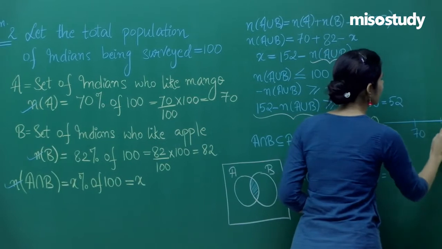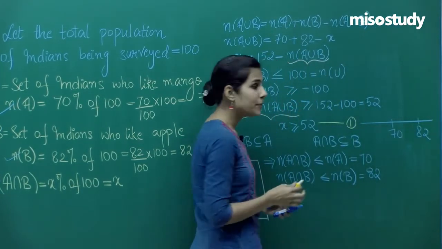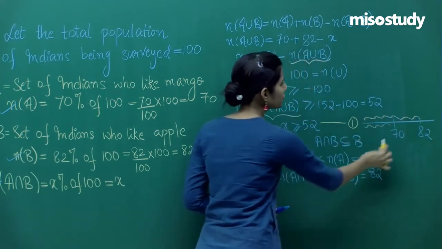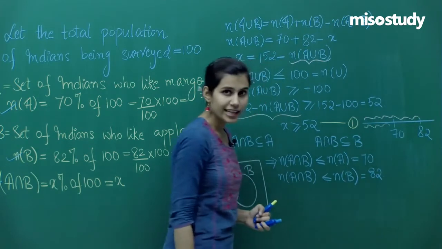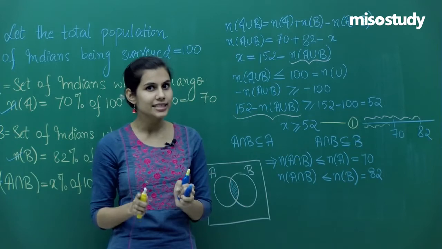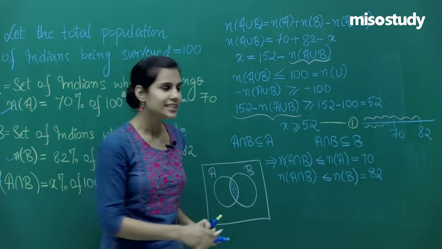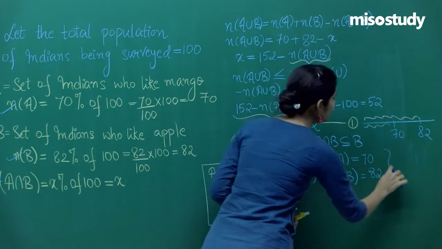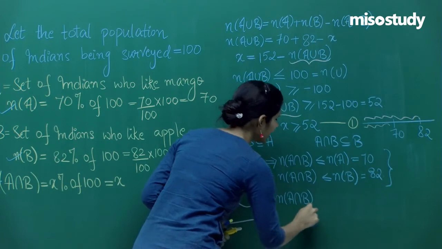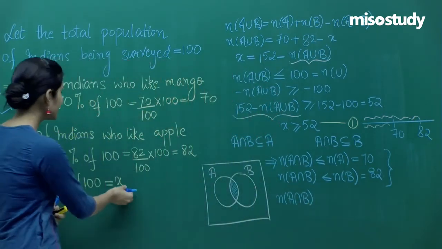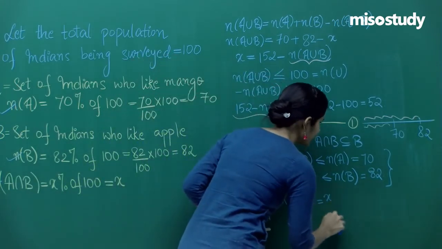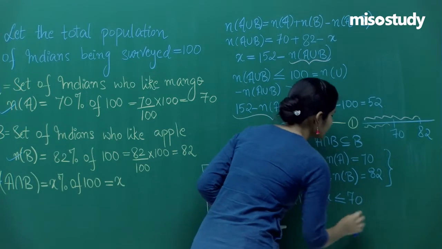If this is 70 and this is 82 and numbers are less than 70 and less than 82, that means to the left of 70 and to the left of 82, those numbers are definitely less than the minimum of 70 and 82, which is 70. And therefore, from these two, you get the number of members in A intersection B, which is your X. And you get that your X is less than or equal to 70.